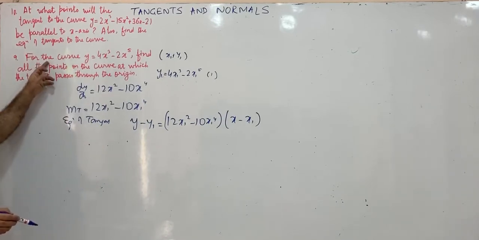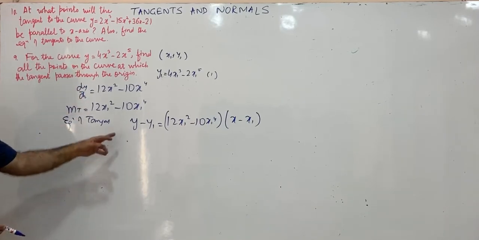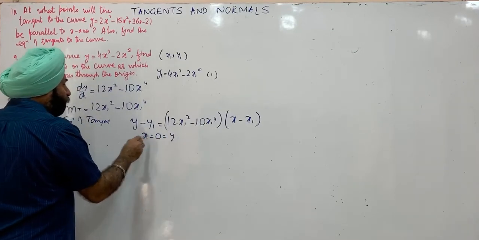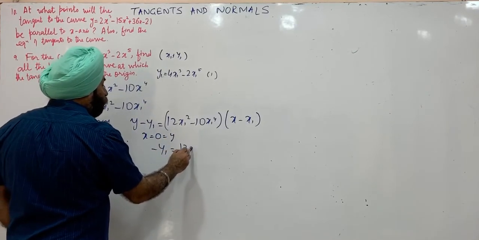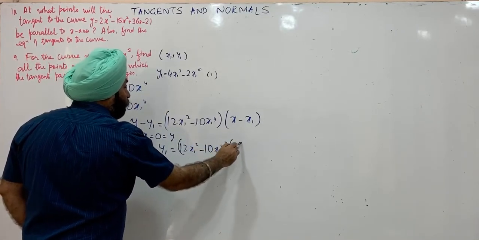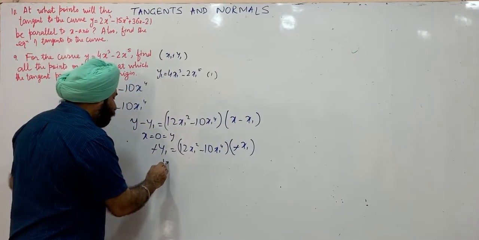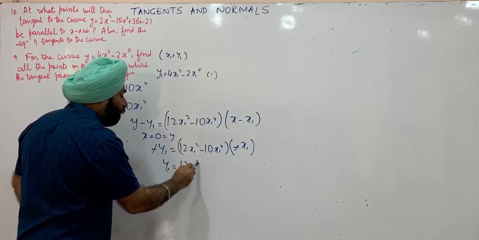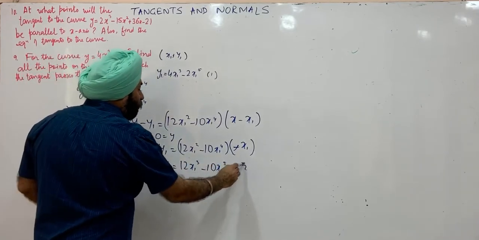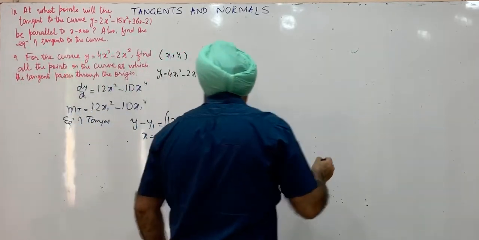We have to find the point on the curve at which the tangent passes through the origin. Now this tangent passes through the origin means x is 0 and y is also 0. Y is 0 here. This is 12x1 square minus 10x1 raised to 4, and this is 0 minus x1. Minus sign will cancel out. This is y1 equal to 12x1 cube minus 10x1 raised to 5. This is the second equation. This is the first equation in x1, y1. This is second. Let us solve these simultaneously.